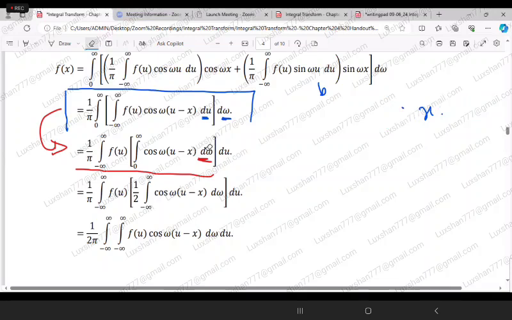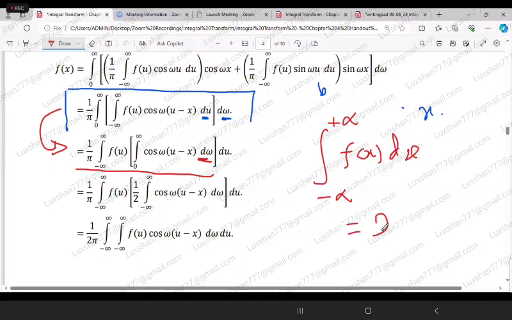The next thing is, what can you say about the cos function? If you have a function like this, from minus infinity to plus infinity, if f(x) is an even function, then you can write this as 2 times the integration from 0 to infinity of f(x) dx. Now I am writing the reverse of that one.